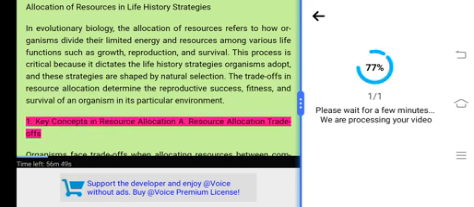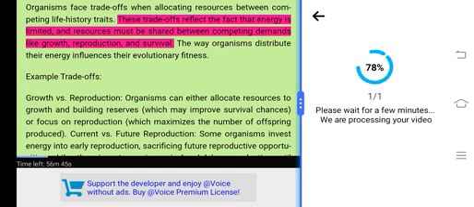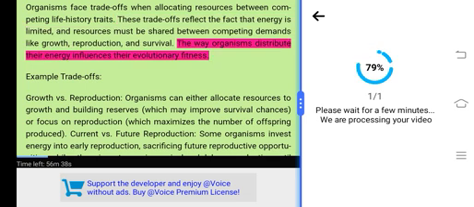1. Key concepts in resource allocation trade-offs. Organisms face trade-offs when allocating resources between competing life history traits. These trade-offs reflect the fact that energy is limited, and resources must be shared between competing demands like growth, reproduction, and survival. The way organisms distribute their energy influences their evolutionary fitness.